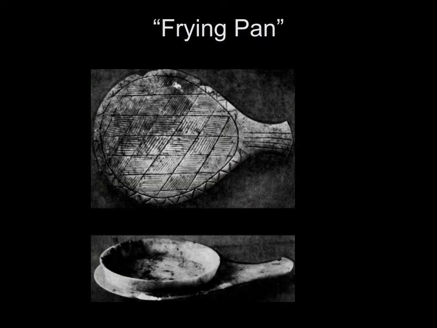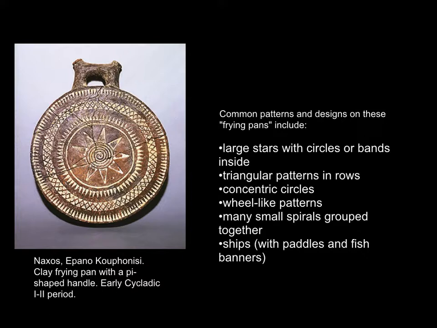We have some types of vessels. These are all ceramic, known as frying pans. They look like frying pans, with various decorations. The decoration during this time is very abstract, so we have patterns, stars, triangles, wheel-like patterns, spirals are very common, and in some cases we actually have ships as well. The decoration on these is either incised or sometimes they're actually stamped.